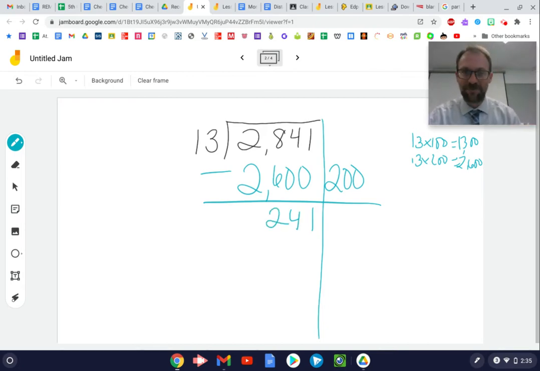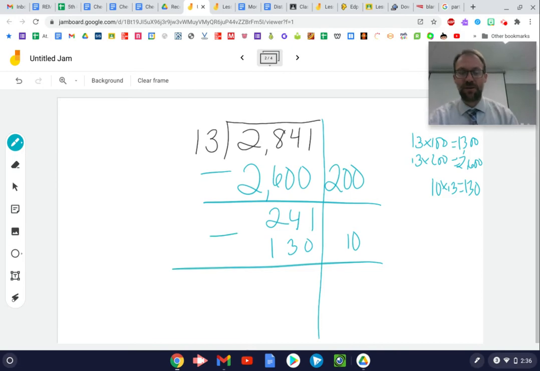So I'm going to use a smaller amount now. What if I did 10 13s? 13 times 10, that's 130. Well, that looks good to me. Let's do 10. 130 is 10 13s. We'll subtract it away, and we'll get 111.